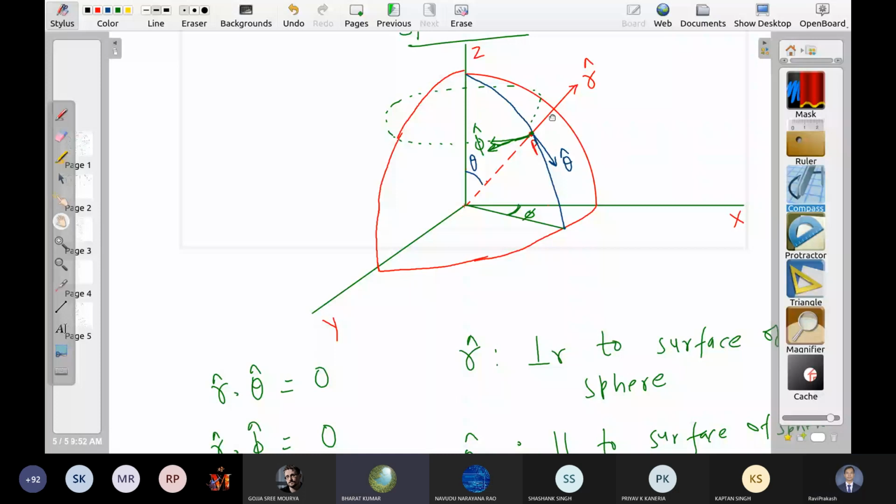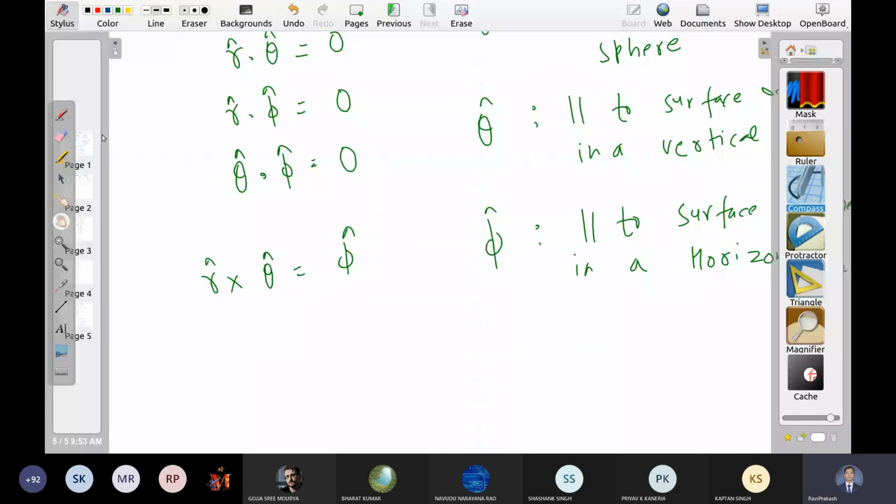Why should Z be in the downward direction? Z should be in the downward direction. Let me first write the answers. R cap cross theta cap is phi cap. Theta cap cross phi cap is obviously then R cap, and phi cap cross R cap is theta cap. Okay. So these are also well. Yes. Theta cap, yes.